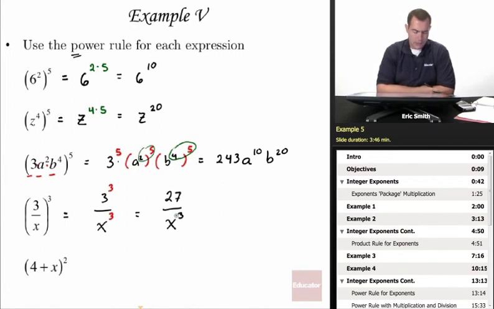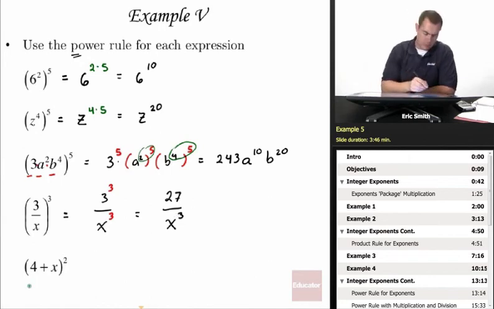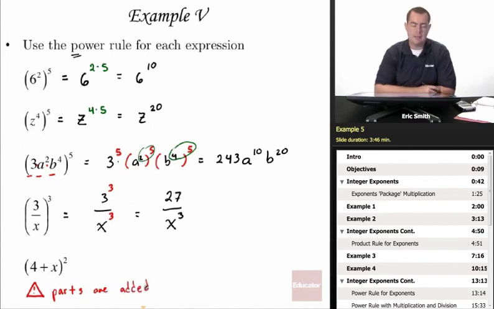4 plus x, all squared. Let's see, what does the power rule say we should do with this one? Be careful. I threw this one in there because you should not use the power rule on this one. Now, why not? Why can't we use the power rule here? Well, notice the parts on the inside. They are being added, 4 plus x, instead of being multiplied.